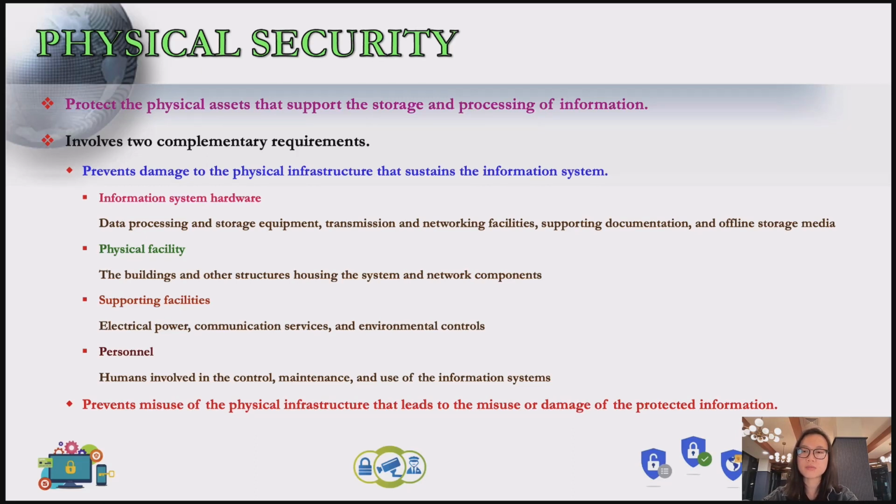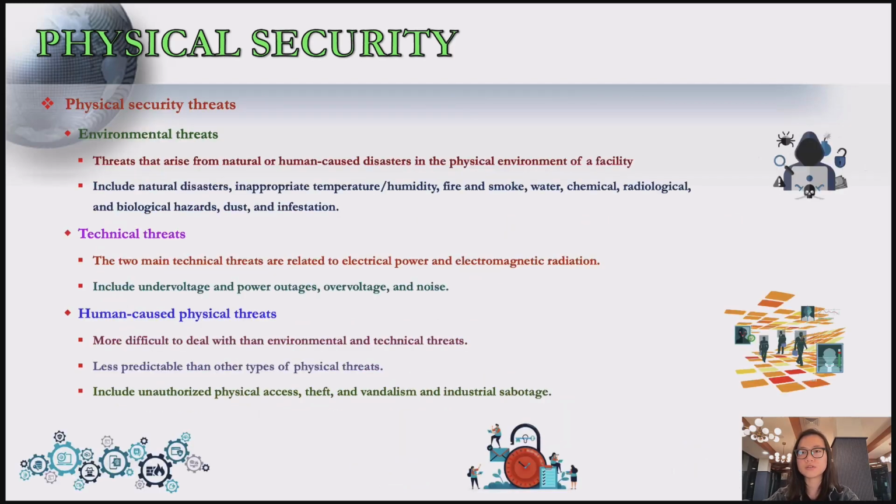And the second requirement is that physical security must prevent misuse of physical infrastructure that leads to misuse or damage of the protected information. The misuse of physical infrastructure may be either accidental or malicious. For example, vandalism, sabotage, theft of equipment, and unauthorized entry. Physical security threats are different for every different site and different organization.